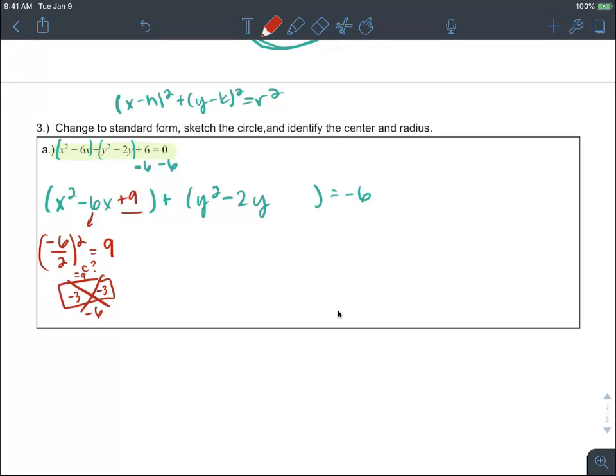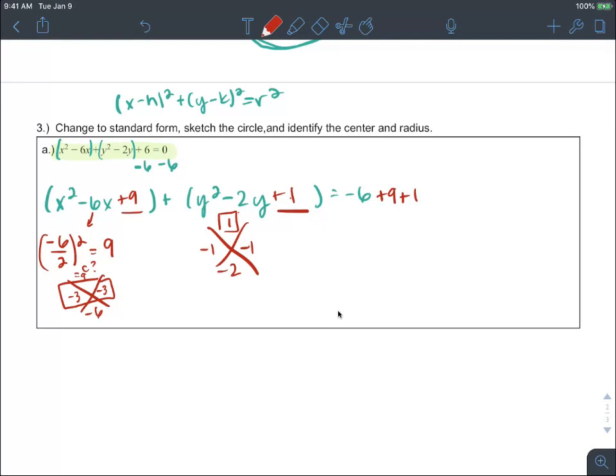What number needs to go into this spot? You can take the middle number, divide by 2 and square it. Or negative 2, divide it by 2, negative 1, square it to get our c value, which is 1. So add 1. Okay, if I add 9 to this side, what do I have to do to the other? Well, I add 9. If I add 1, I'm going to add 1 to the right-hand side.